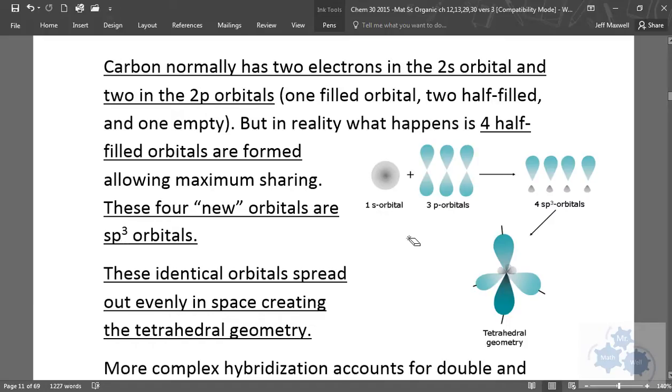The orbitals again spread out evenly in space, creating the tetrahedral geometry. So even though there's just kind of 1 electron in each of these special orbitals, those electrons repel each other, and they want to orient themselves so that they're as far away from each other as possible, which yields the tetrahedral geometry. Okay? So this little diagram here, you might want to make sure you copy it out. It's pretty important, how the orbitals sort of combine and what they look like.